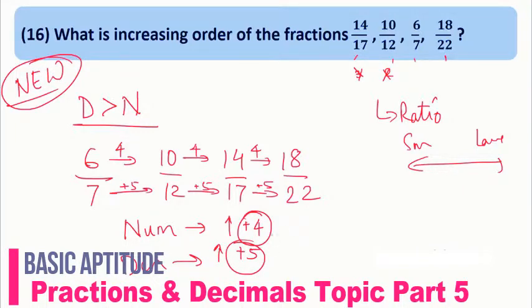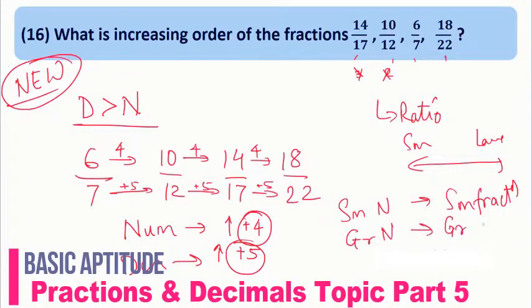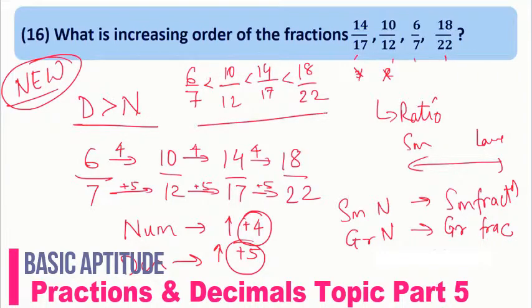Now if the numerator is increasing by some definite fixed value and the denominator is also increasing by a definite fixed value, then smaller the numerator, smaller the fraction. Greater the numerator, greater the fraction. So here the smallest numerator is 6 by 7. The greatest numerator is 18 by 22. Again 14 and 10, 10 is smaller than 14. So 10 by 12, then 14 by 17. So this is the increasing order of the fractions.